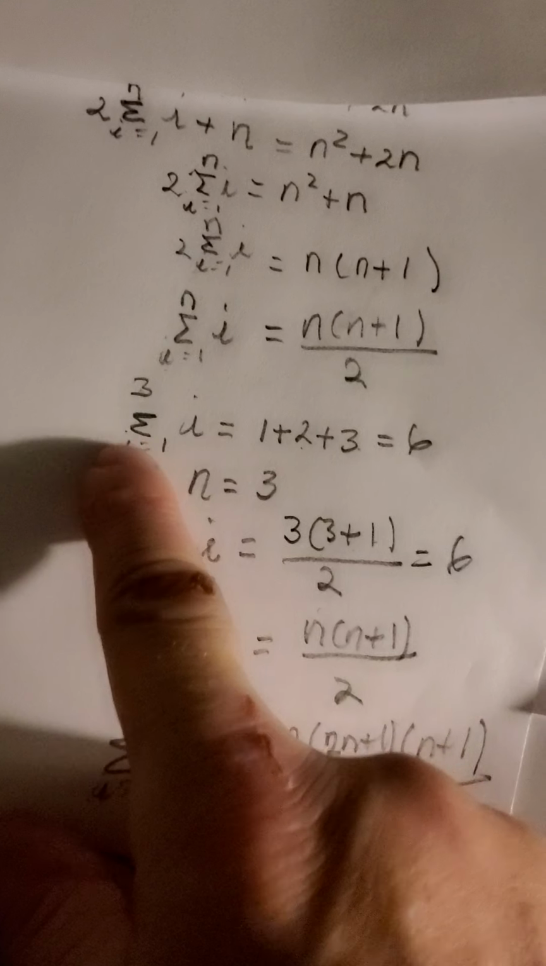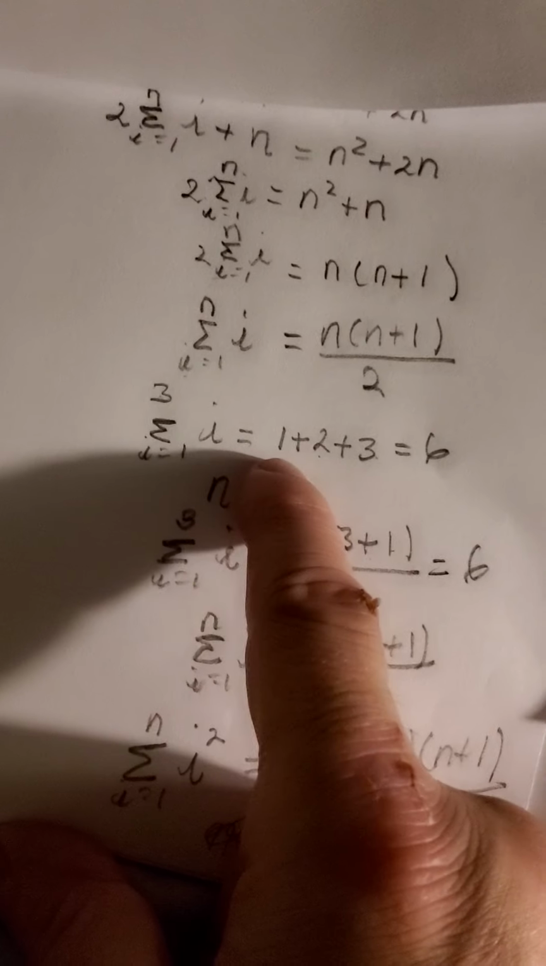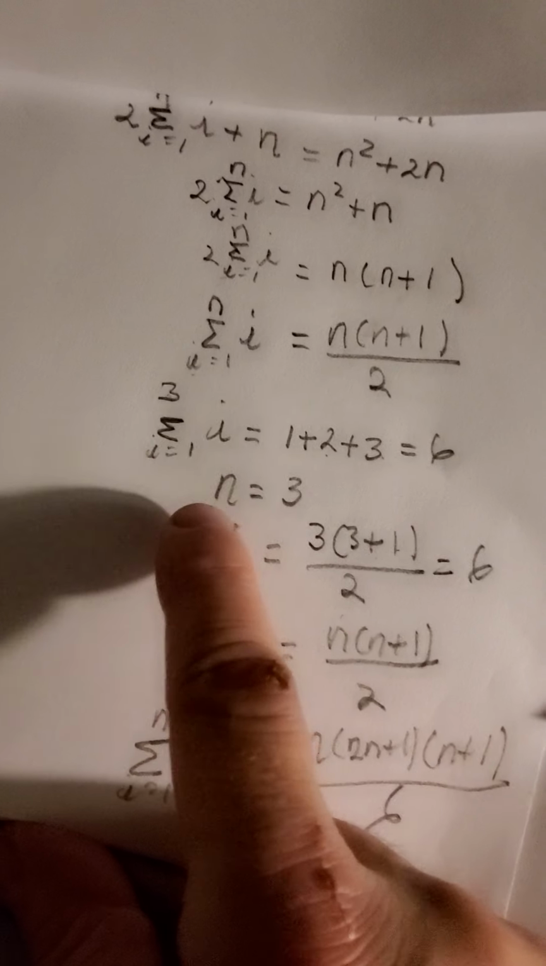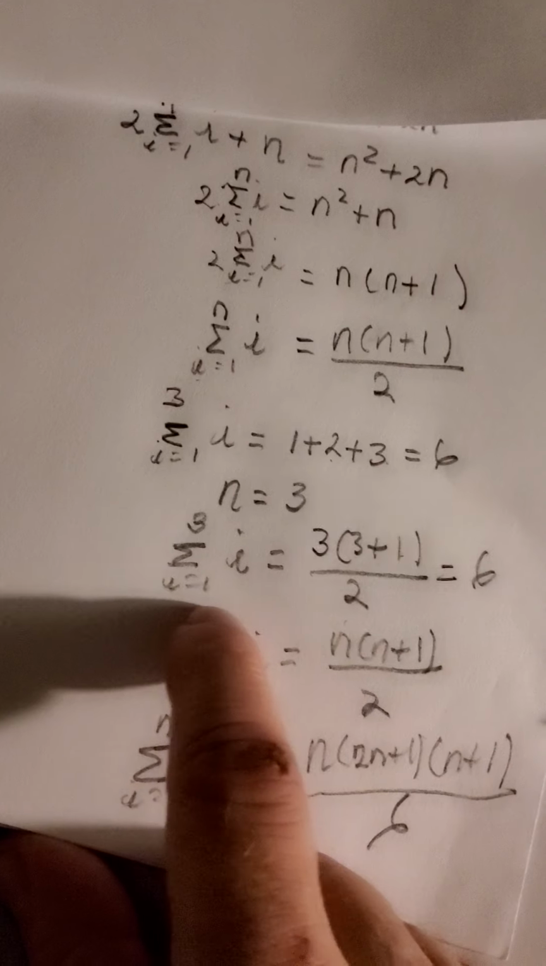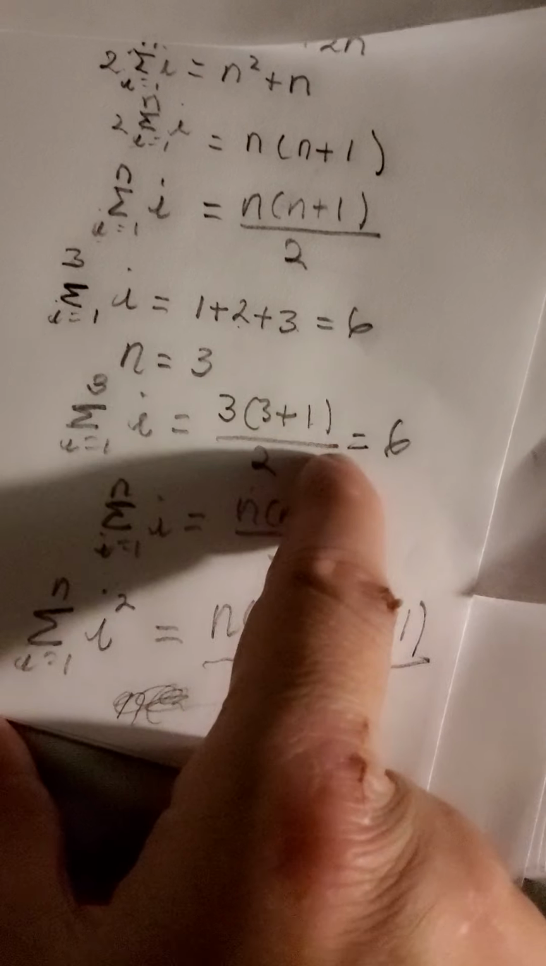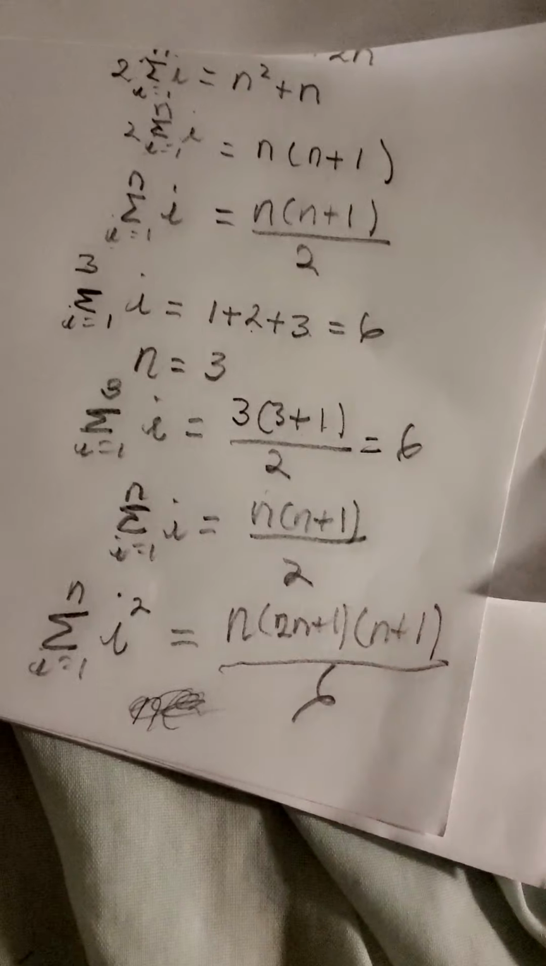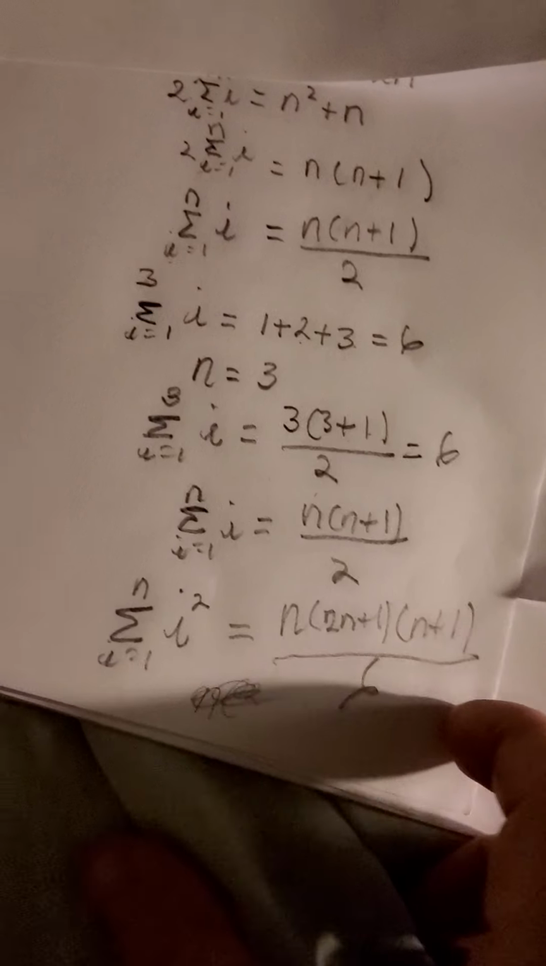I said the summation as i goes from 1 to 3 of i equals 1 plus 2 plus 3, which equals 6. And then I set n equal to 3 to see if it would work. And when I set n equal to 3, I got the same answer. So that proved that it's true. And like I said, later on, I will derive the formula.